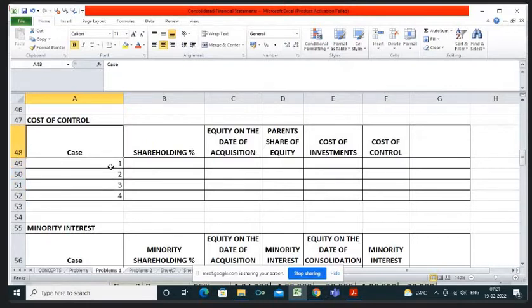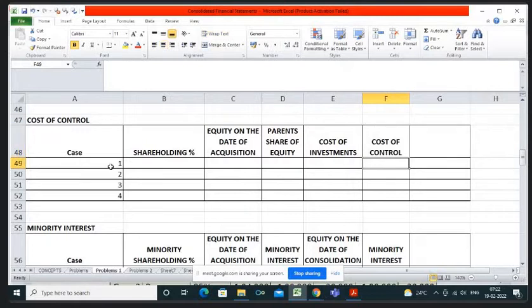Then we should take the percentage of shareholding. How do we find out the cost of control? We compare the parent's share of equity and the cost of investment. Then we will get the result, which is the cost of control. So first thing we want is percentage of shareholding. Second, equity on the date of acquisition. And third, parent's share of equity. This parent's share of equity will be compared with the cost of investment and we will find out the cost of control.